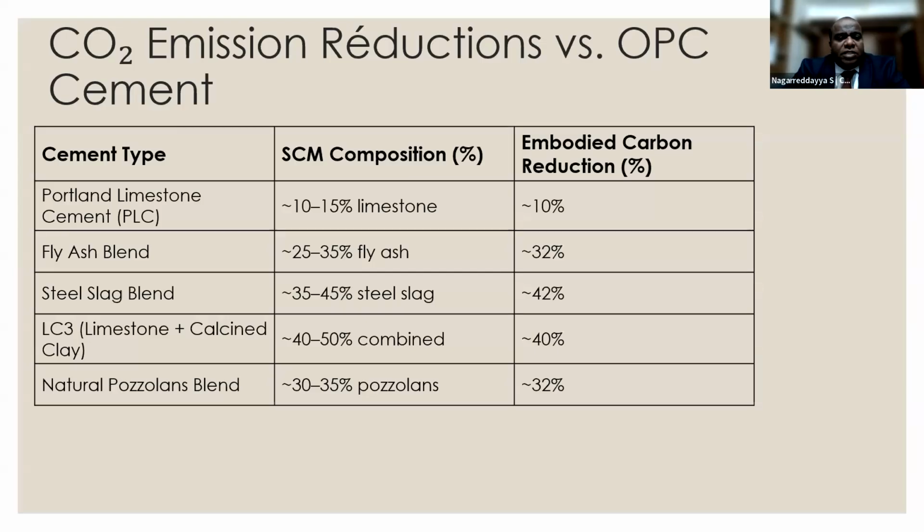The percentage of SCM compositions we can go to is as per the standards. With Portland limestone, 10 to 15% limestone can be used, and fly ash as per standards up to 25 to 35% can replace the cement. Steel slag 35 to 45%, LC3 40 to 50%, and natural pozzolan blends around 30 to 35%, which contributes to the reduction of embodied carbon.